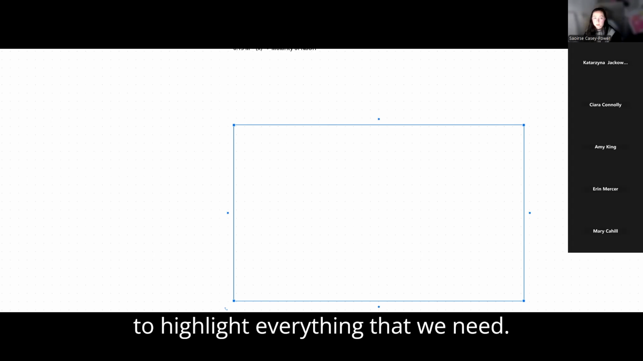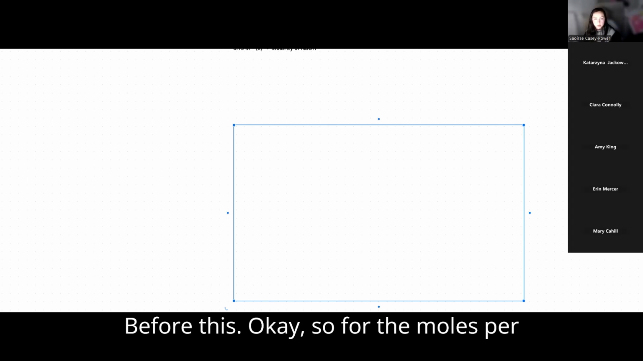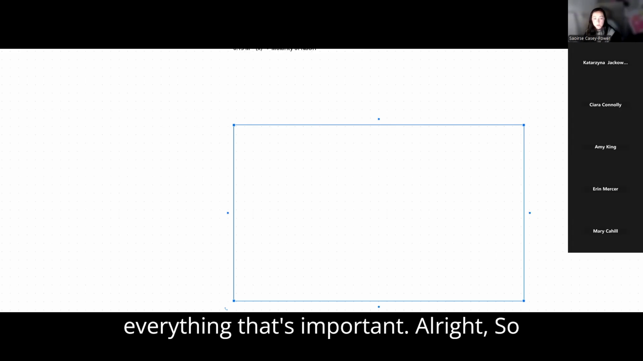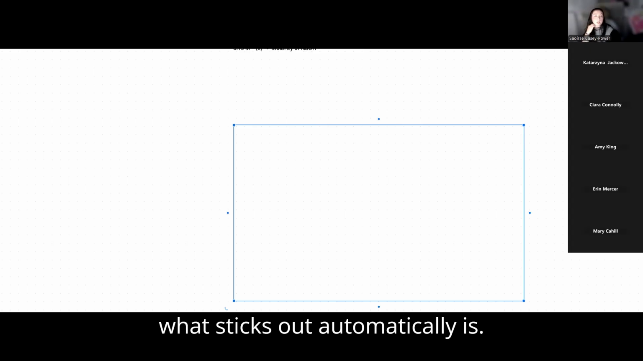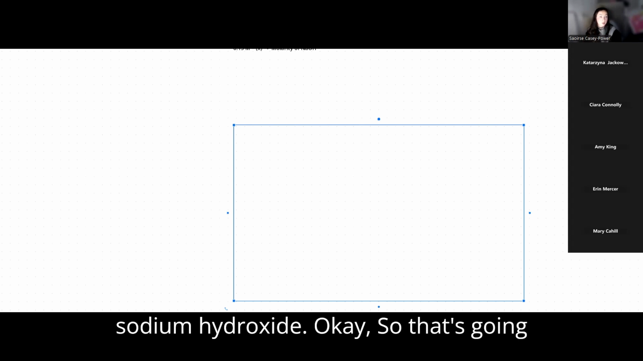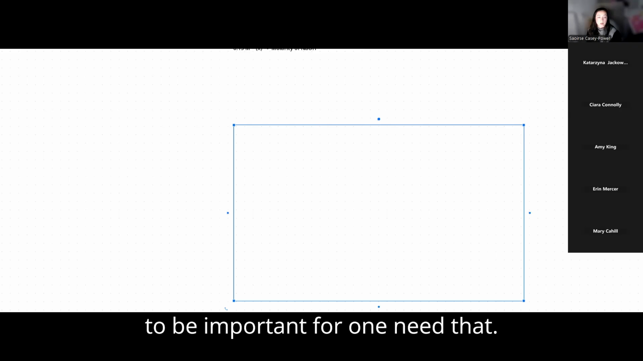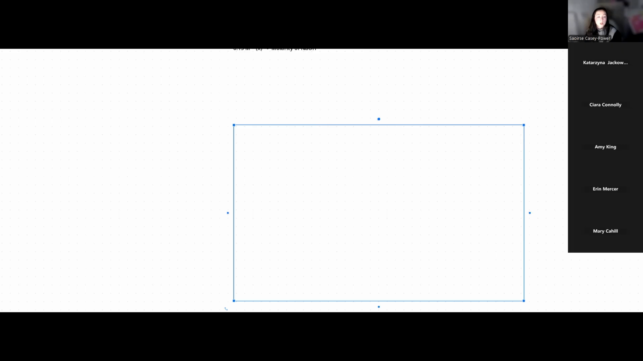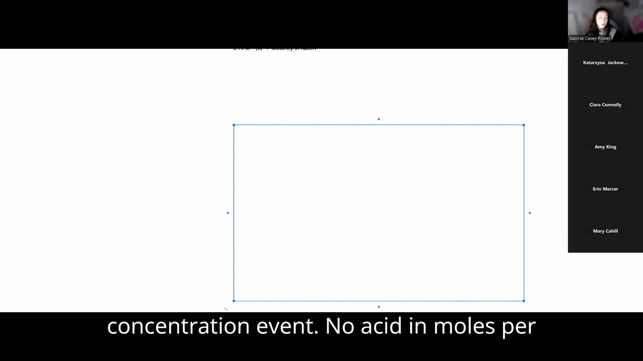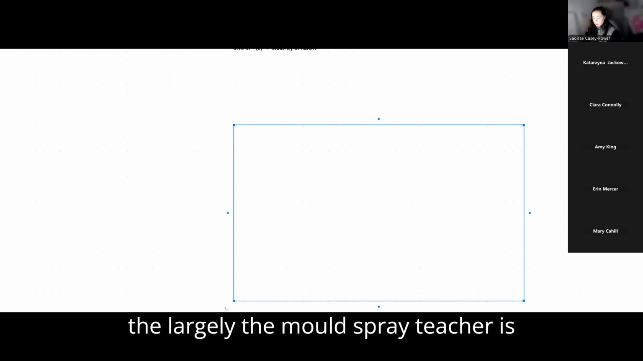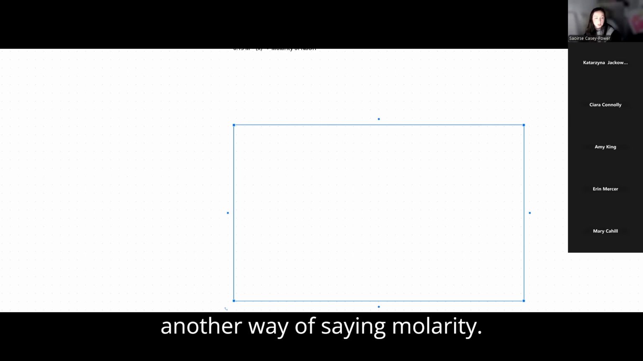So I'm just going to highlight everything that we need for this. For the moles per liter, you're going to highlight everything that's important. What sticks out automatically is our 25 centimeters cubed of 0.15 molar sodium hydroxide. That's going to be important. We're going to need that. We're also going to need the average titer value that was here. And what we're looking for is the concentration of ethanoic acid in moles per liter. You might recall from the molarity, the moles per liter is another way of saying molarity. So that's important there.